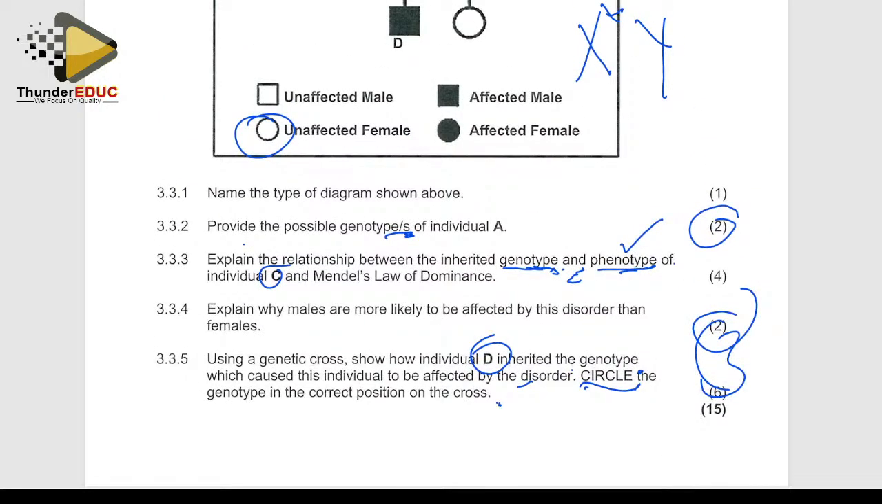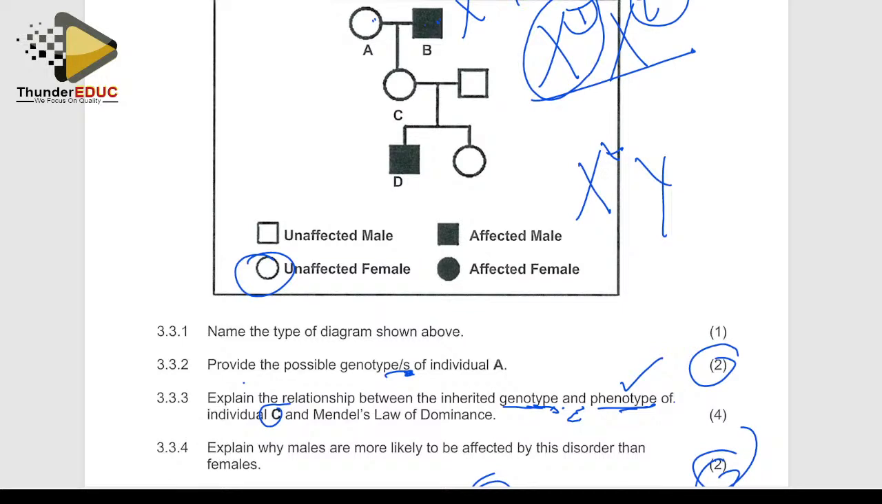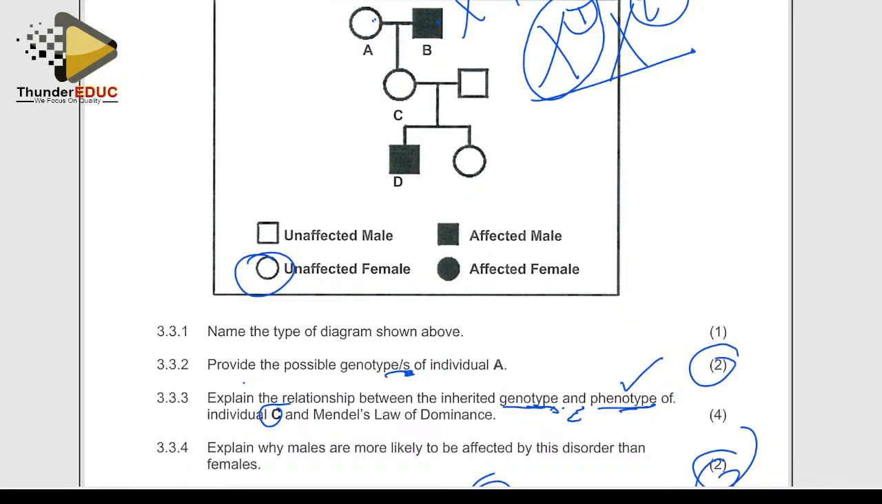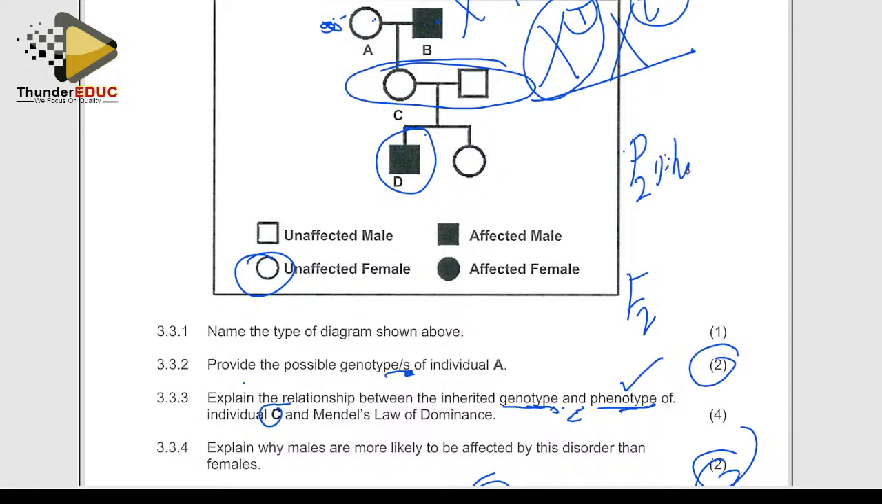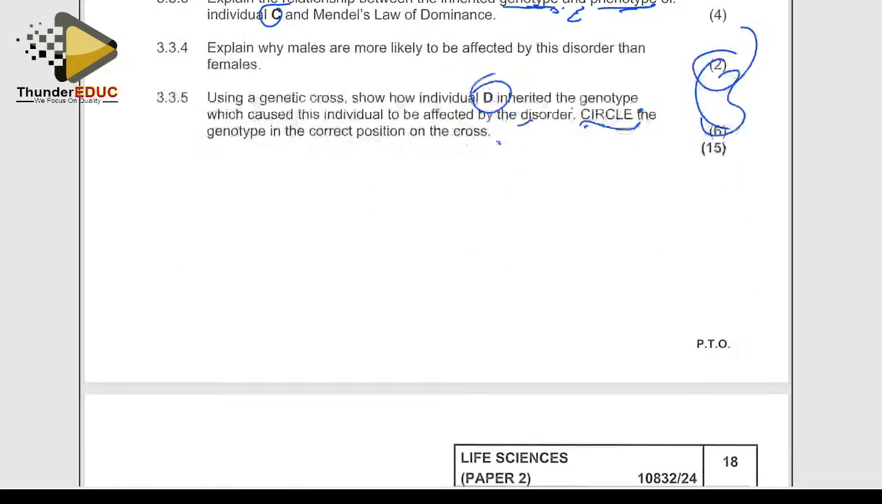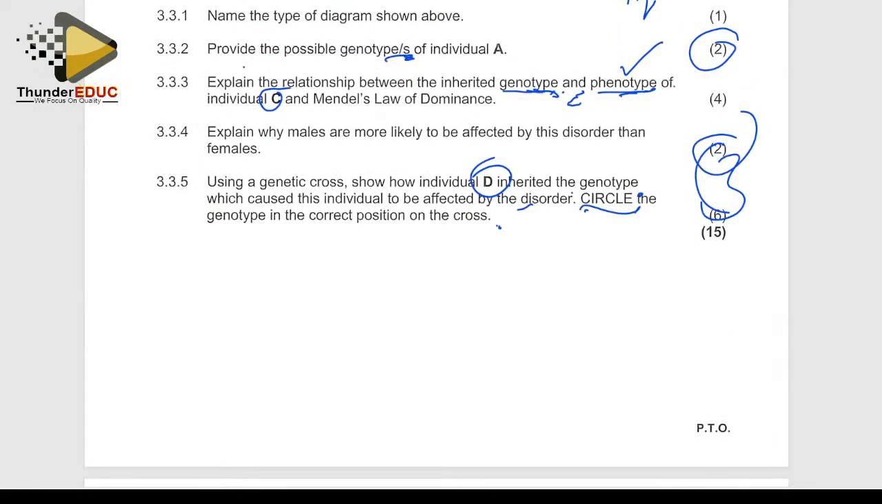You know what the first point is? As I told you, the first point in this case is you write this individual D. This individual D was in the second generation. So you're going to say P2, F2, because P1 is this, then this is P2. You understand? Second generation, so P2 F2. Then you say phenotype. Let me just do it on the blank page.